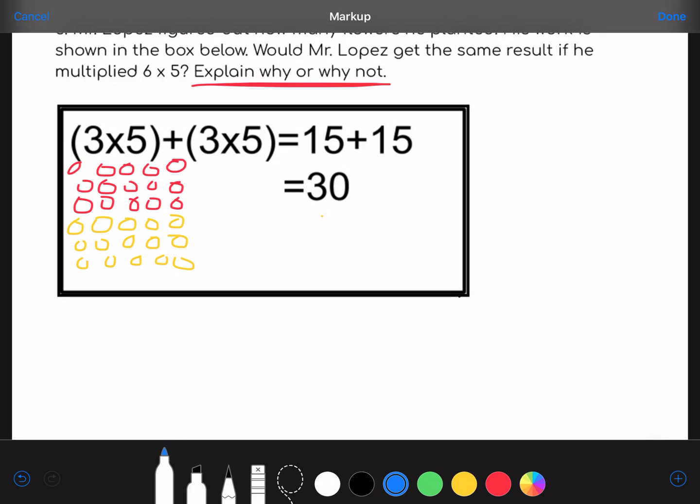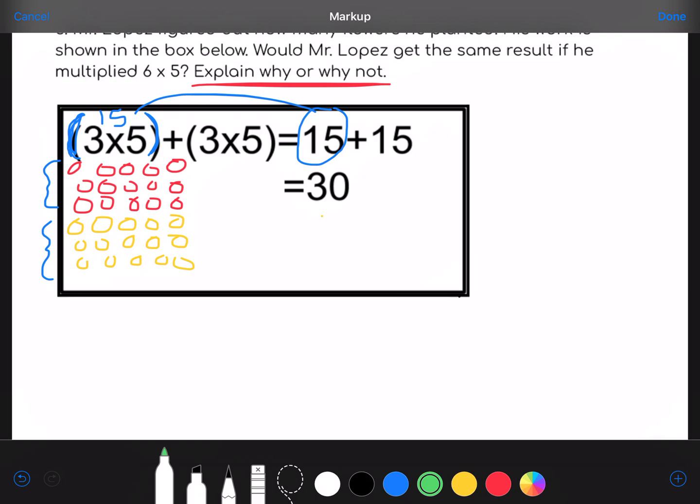In the box, I redrew our 3 rows of rose bushes and our 3 rows of sunflowers just so that we could see it. Remember that the parentheses are not there to freak you out. They're there to say, whoa, slow down. Just look at this part. Just do this first. So 3 times 5, or 3 rows times 5 flowers each, would be 15. I like to write it close to the parentheses, but in the book, they write it way over here. So let's remember that those two go together.